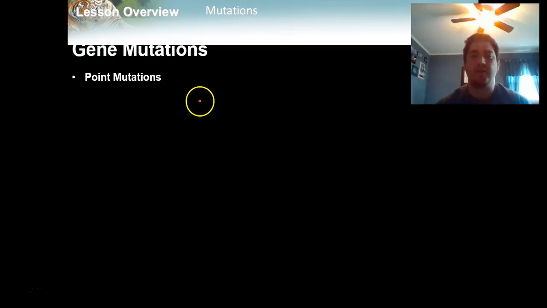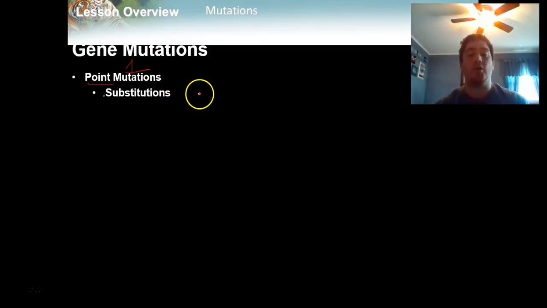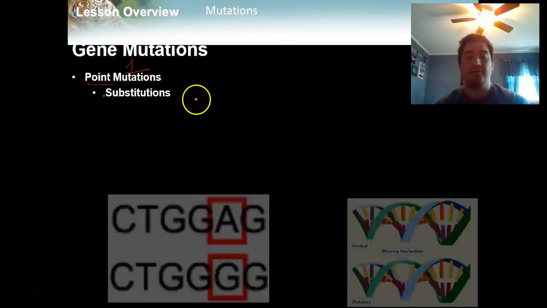So let's start off by talking about gene mutations. A gene mutation is often referred to as a point mutation because this mutation only happens at one point along the gene on the chromosome. There's a couple different types of point mutations that we could talk about. The first one is called a substitution, and a substitution is basically where we substitute one base pair for another.